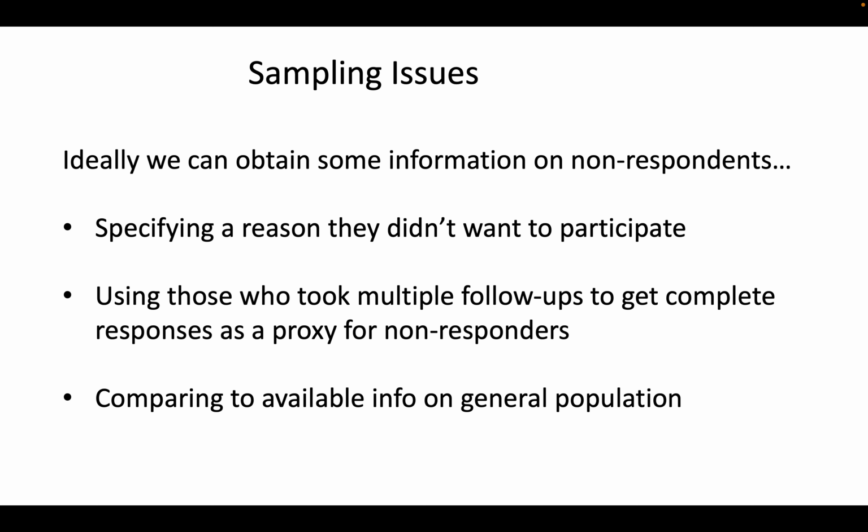You might be able to make the assumption that they share similarities to those who said no right away, and then you could use them as a proxy for non-responders to see if they differ from those who agreed to do the questionnaire and did it that day. Also, you could just use the general population. If there's any statistics from the census about the population as a whole, you might be able to compare those in your study to see if they differ from the general population, basically.